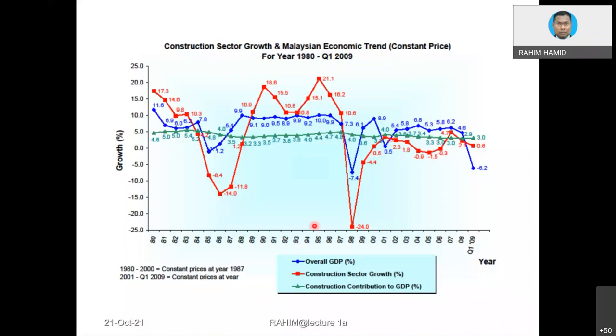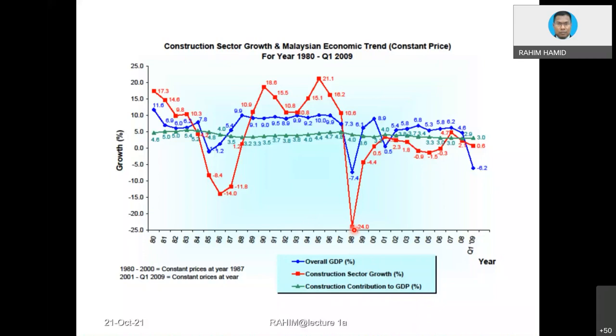But then you can see the construction sector would be much affected when the economy is down, and then when the economy is up. That is the nature of the construction economy. So that's why we say the construction industry is very much related to the economy of any nation.